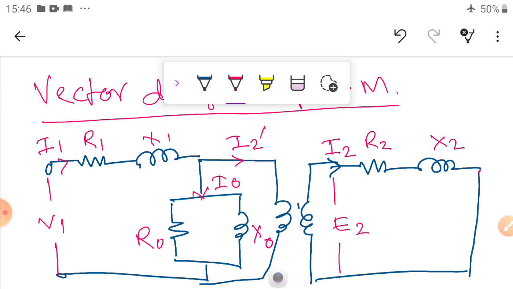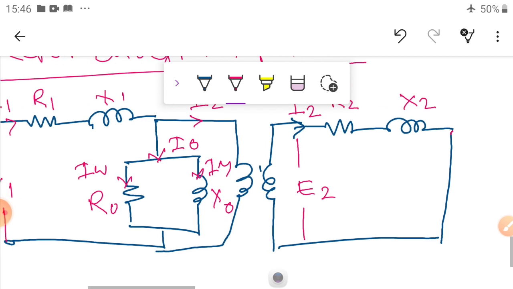Now this is R0, this is X0. The current flowing is the I working. The current flowing is the I mu. So this is the basic circuit. From the basic circuit we are going to draw the vector diagram. Everything is simple. Now here the induced EMF is E1.